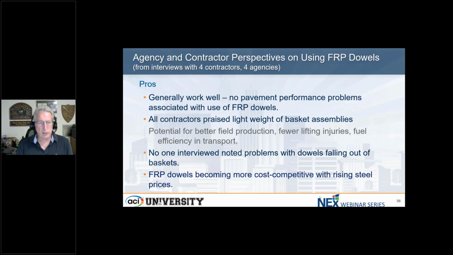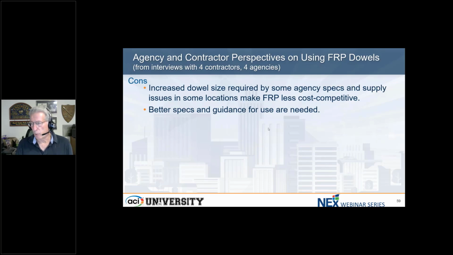And they did notice that the price of the FRP bars was becoming more cost competitive with steel dowels, maybe not so much because of the cost of the FRP, but because the cost of steel was going up. FRP was a little more stable in pricing, I guess you'd say.